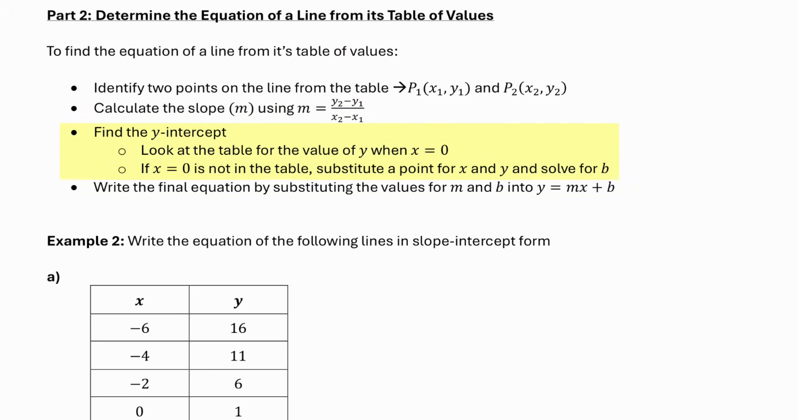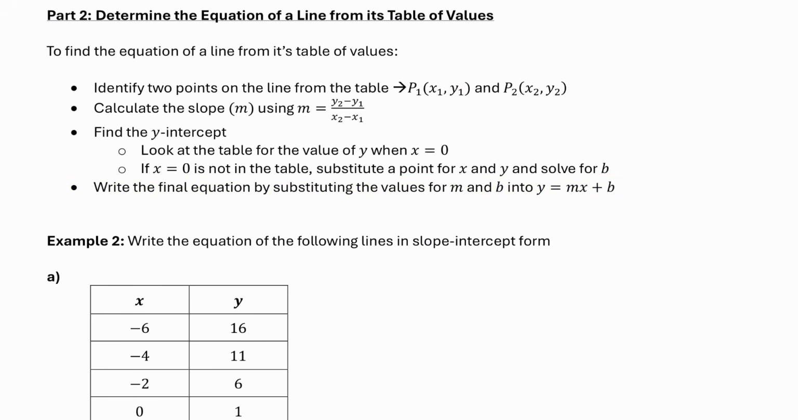Next, we find the y-intercept. We can find it by looking at the table for the value of y when x is 0. Right? Any point on the y-axis has an x-coordinate of 0. So just look in your table. When x is 0, what's y? And if x equals 0 isn't in the table, substitute a point in for x, y, and m, and then solve for b. And then write the final equation by subbing in m and b into y equals mx plus b.